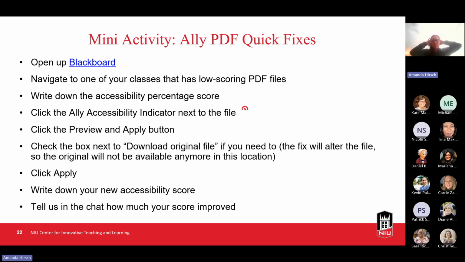Then you will see that it needs some quick fixes. So try to find one that's low scoring. And then if you want to download the original file, you can do that before you apply the OCR. But if it asks you to apply the OCR, then go ahead and do that. And then write down your new accessibility score and tell us in the chat once you've done that and how much your score improved. So you can go ahead and do that if you want to.